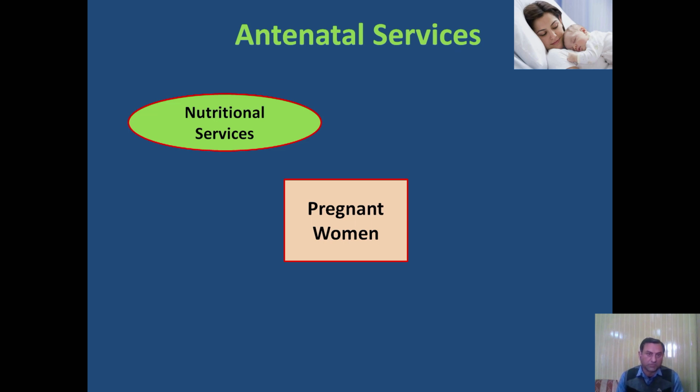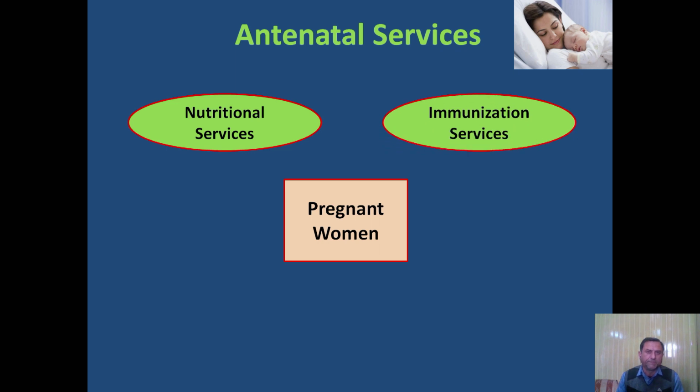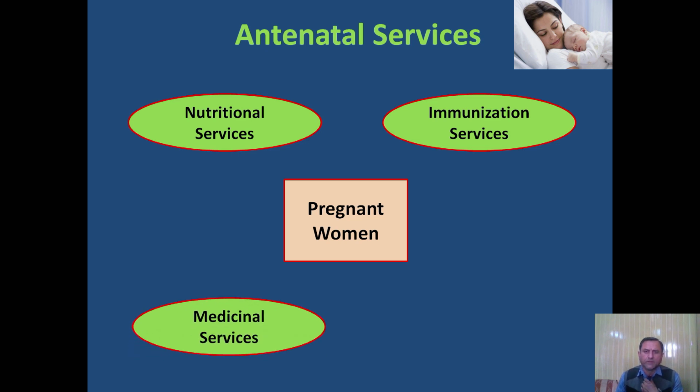Through this ICDS scheme. And immunizing services: she will need the tetanus toxoid vaccine, which we say she should receive in 2 doses, 1 dose as early as possible, and the second dose 1 month later, or ideally 1 month before the expected date of delivery. But no woman should be denied. Even if she contacts the health care service only once, she should be given the vaccine. Also, if she doesn't report later on, then we may give immunization for other diseases also.